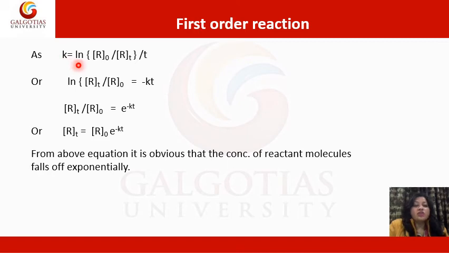As k equals ln [R]0 upon [R]t divided by t, ln [R]t by [R]0 equals minus kt. When we convert to the exponential form, we can say [R]t by [R]0 equals e to the power minus kt, or [R]t equals [R]0 times e to the power minus kt. So from the above equation, it is obvious that the concentration of reactant molecules falls off exponentially.